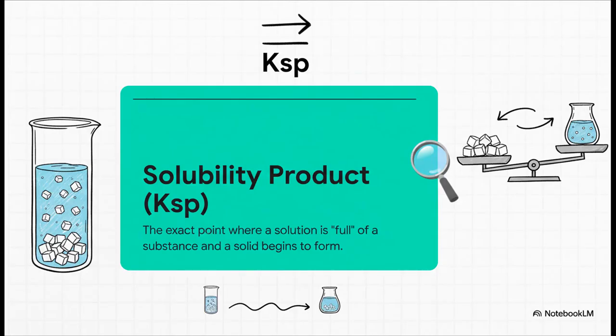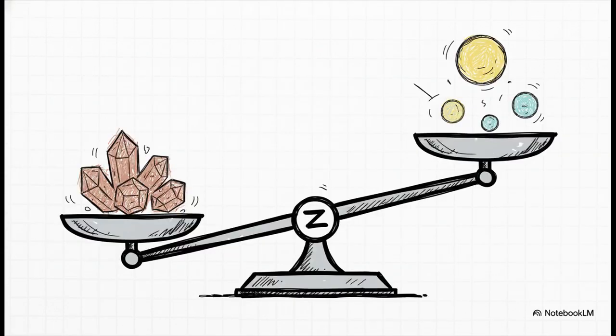Okay, so the most important rule in our book is something called the solubility product constant, or KSP for short. The best way to think about it is like this. You're dissolving sugar in a glass of water. Eventually, you hit a point where no more sugar will dissolve, right? The water is totally full. Well, KSP is that exact, scientifically defined limit for any given solid. It's the breaking point.